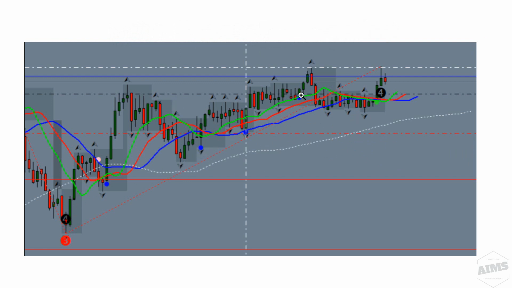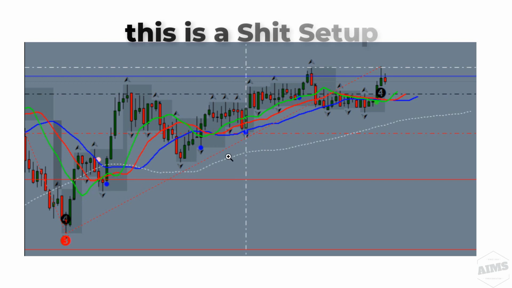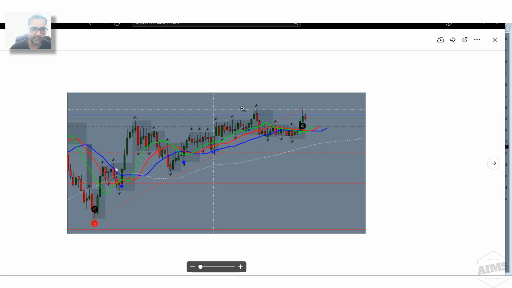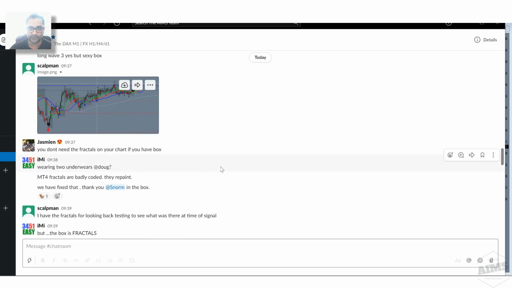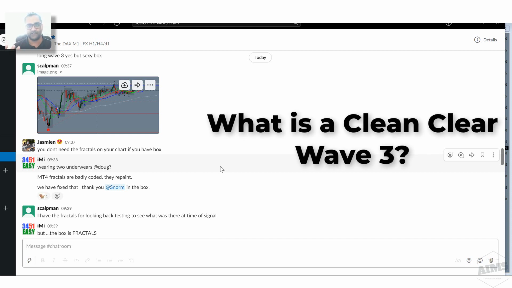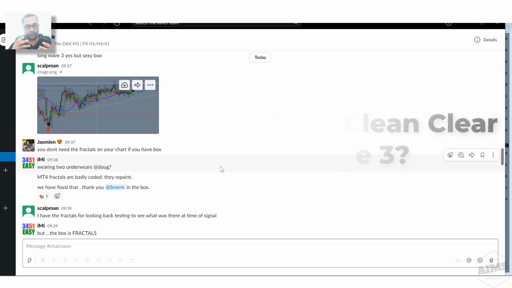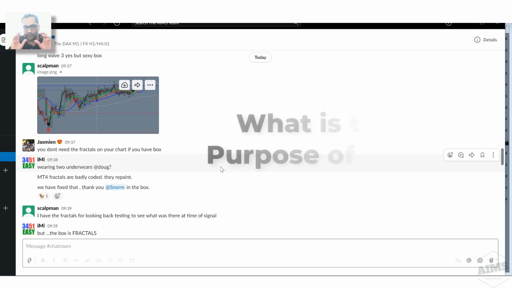Now this is rubbish. This is not a setup 1. You need to have a clean, clear wave 3. So we went into that discussion, and that is really the purpose of the chat room, to align these thoughts of what the patterns are.